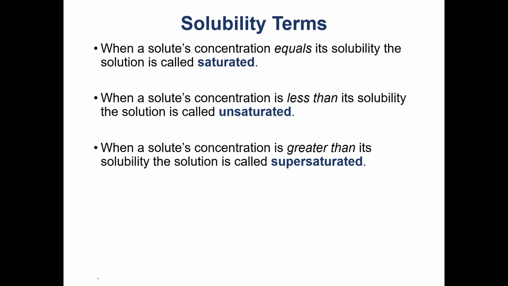When the solute's concentration is greater than what we can normally dissolve in the solution, we call that supersaturated. So there are ways to make a solution supersaturated. If we heat a solution up, we can sometimes get more solute to dissolve. But if we cool that solution back down, the solute doesn't precipitate out immediately. So for a period of time, that solution is supersaturated because we've got more dissolved than what should be in the solvent at that particular temperature.